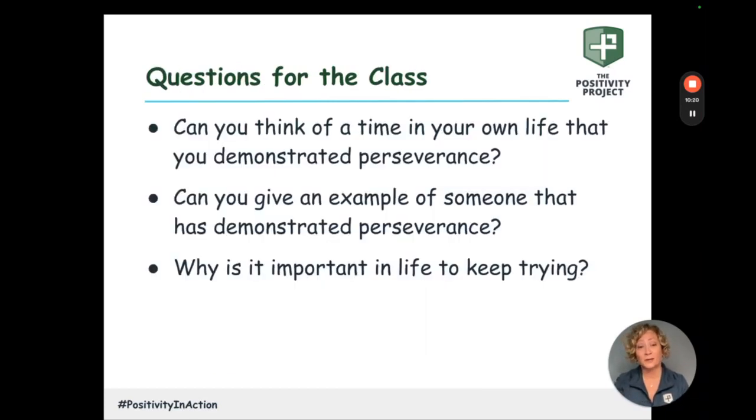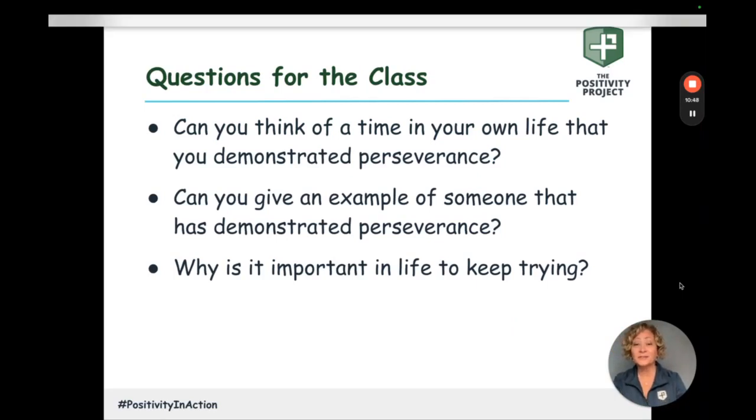Next, we have questions for the class, which are discussion questions designed to allow the teacher to check for understanding. Can you think of a time in your own life that you demonstrated perseverance? Can you give an example of someone that has demonstrated perseverance? Why is it important in life to keep trying?